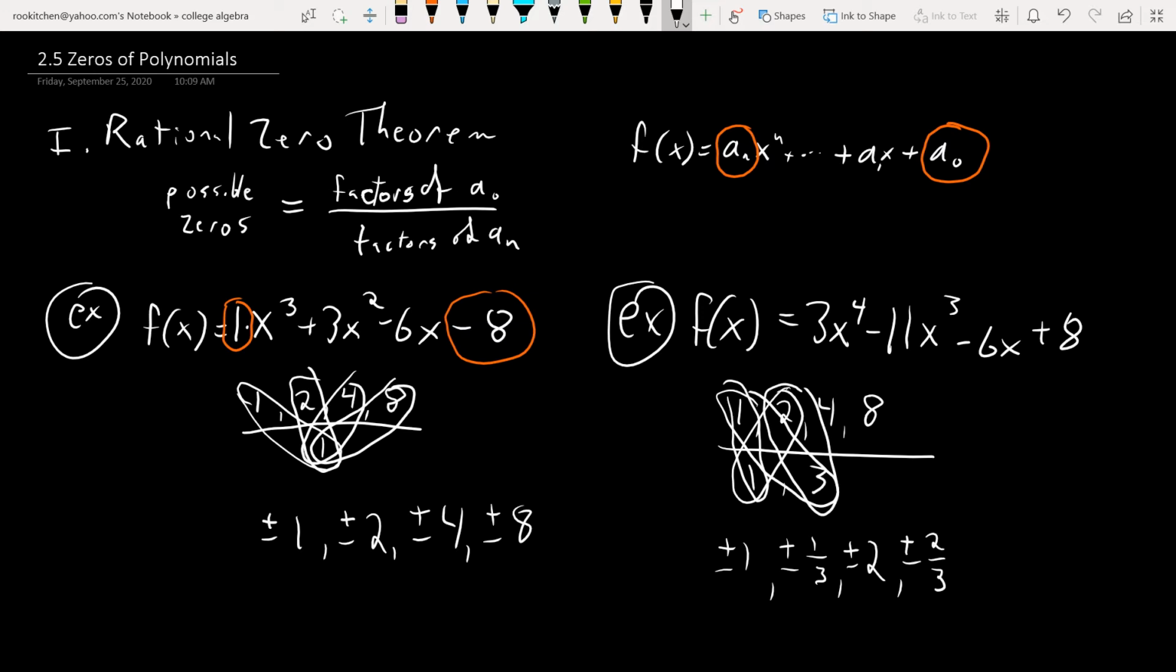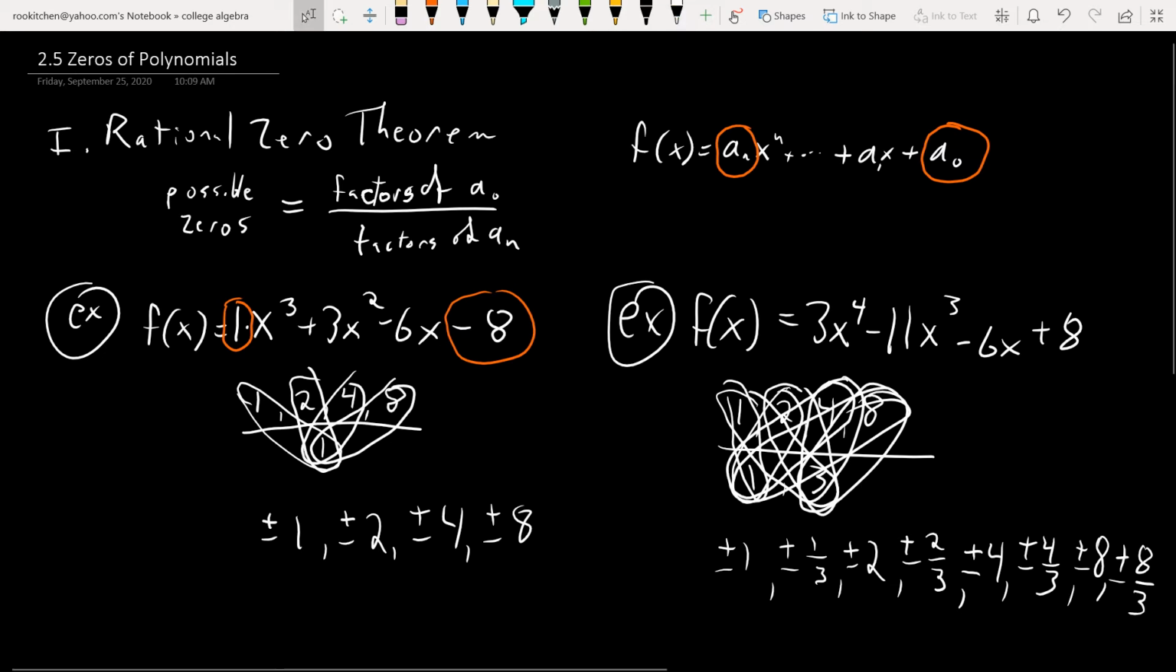So you can see you're getting a ton of zeros that you have to go through and try until you find one that works. So 4 over 1, in other words, plus or minus 4, and then 4 over 3, so plus or minus 4/3, and then 8 over 1, so plus or minus 8, and then finally 8 over 3, so plus or minus 8/3.